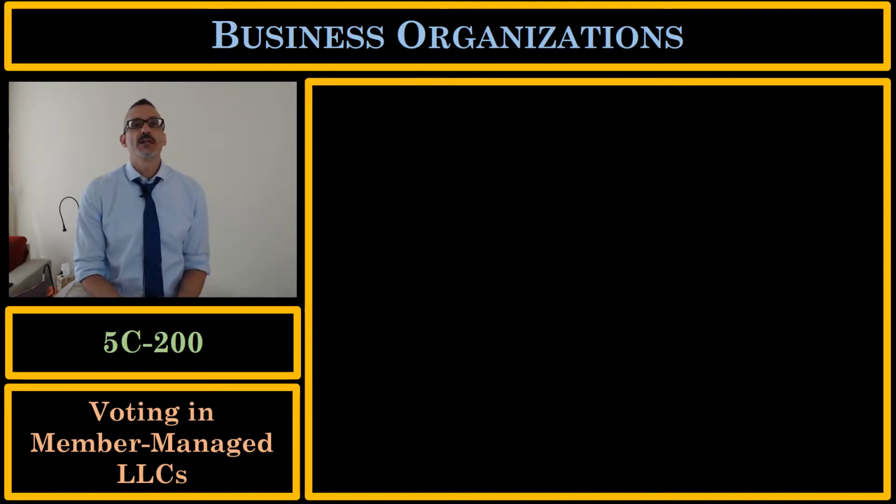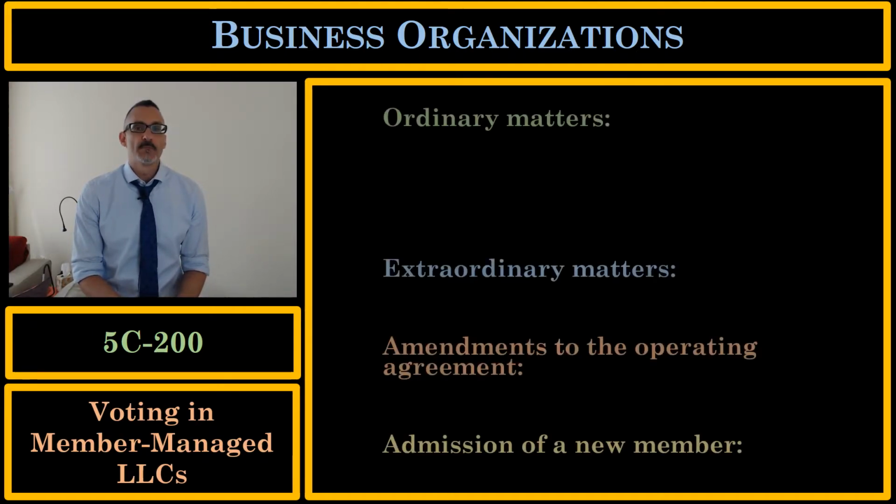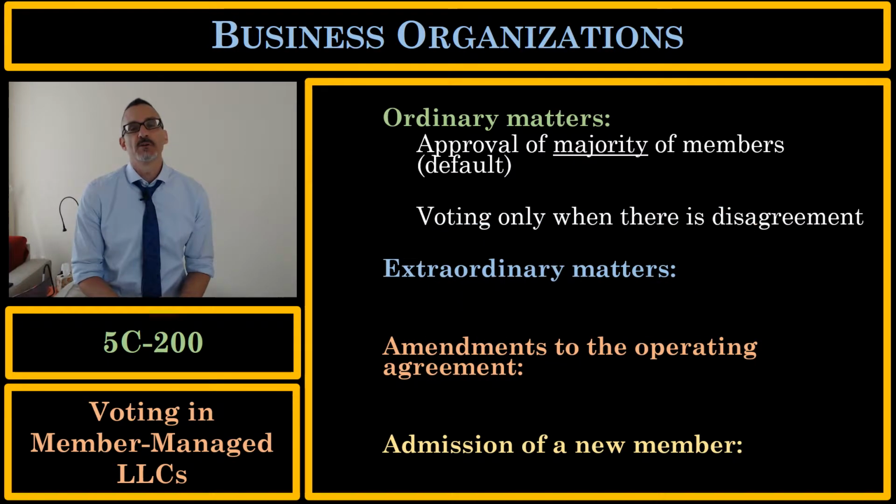Let's talk about voting generally in member-managed LLCs. Similar to the partnership, we're going to be voting on ordinary matters, extraordinary matters, amendment to the operating agreement, and admission of a new member. For ordinary matters, we need approval of a majority of the members. The standard is similar, if not exactly the same, as our standard for voting in the partnership. Once again, just like in the partnership, members are not going to be voting on every ordinary matter. They'll only be voting on an ordinary matter if there is some sort of disagreement about that matter.